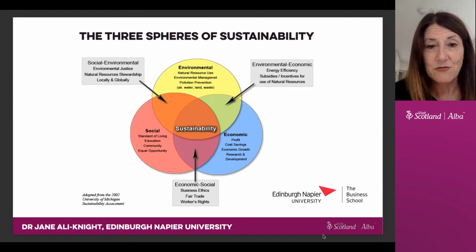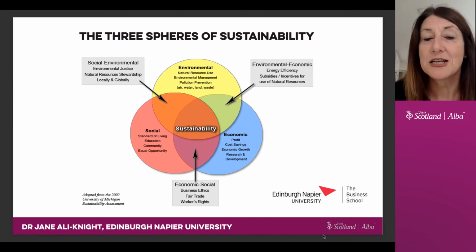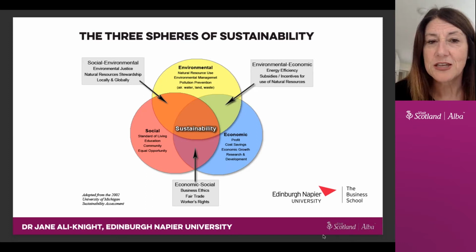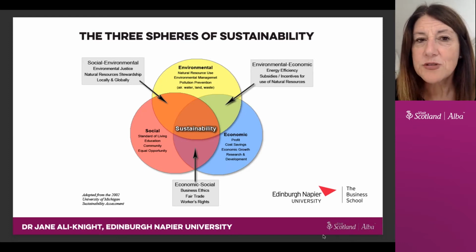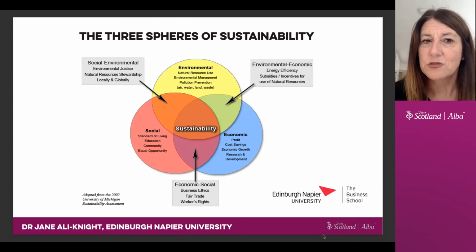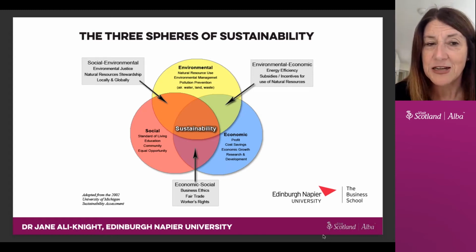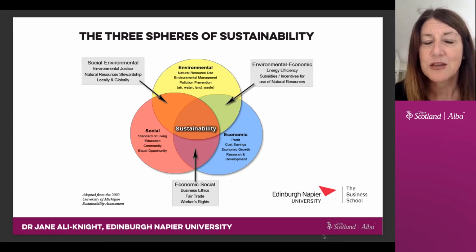I think this is a really interesting model which highlights those three different spheres of sustainability. Obviously the one we're going to be focusing on today is environmental, but economic and social sustainability are also really key in any discussion of sustainability. And what's interesting here is we can also see where the different elements and spheres of sustainability overlap.